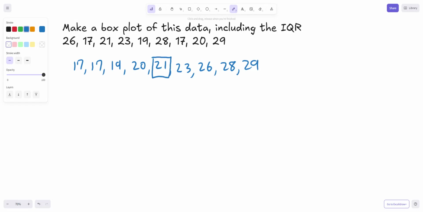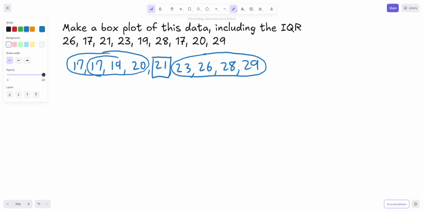The fifth number is the median, which splits our data into the first half and the second half, with the median not counting in either half. In our first half, the median of the first half would be the average of 17 and 19. 17 plus 19 is, oh my god, why am I so bad at this? 36. So 36 divided by 2 is 18. And then 26 and 28, that's 27.